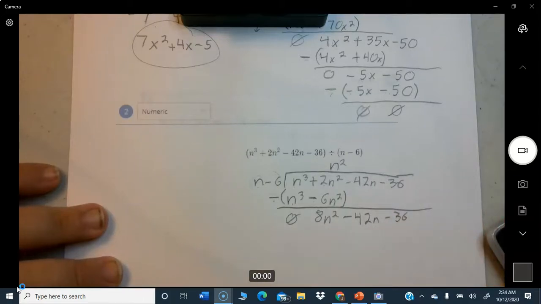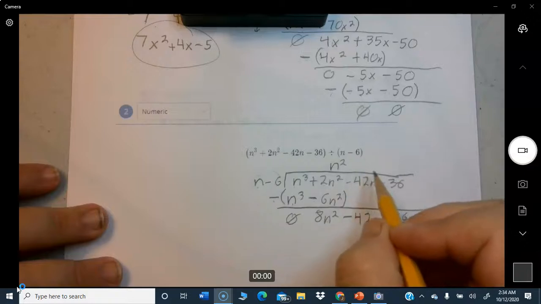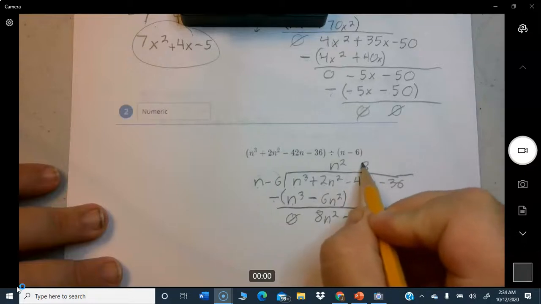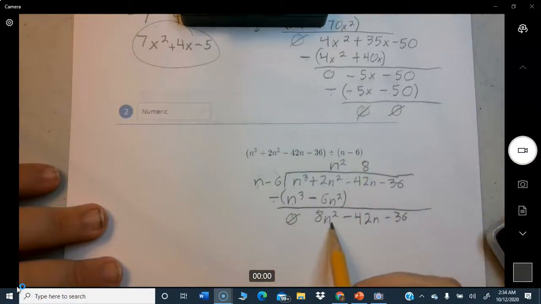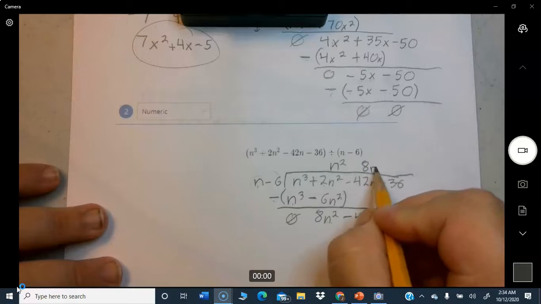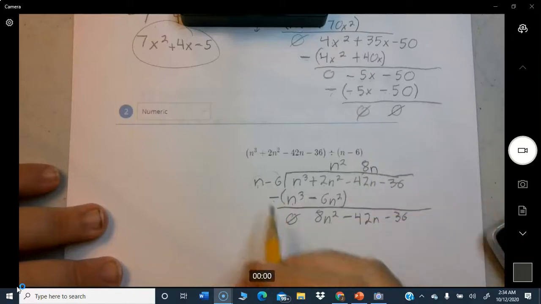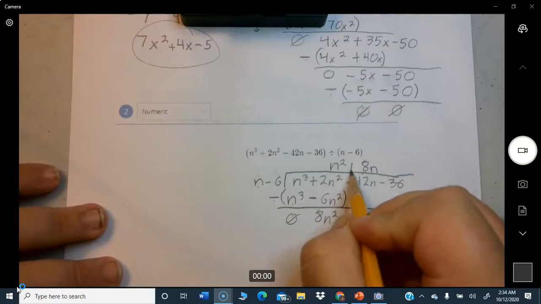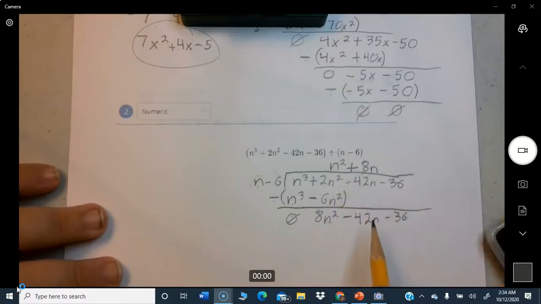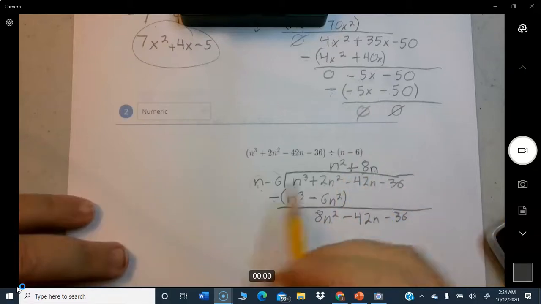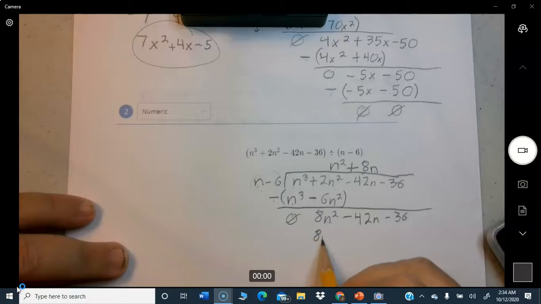Okay, now we're going to do it all over again. What do you multiply n by to get 8n squared? Well, you don't have an 8, so you have to have an 8 there. So it's going to be 8n. 8n times n will give you 8n squared. All right, and it's a positive, by the way, so we put a plus sign there. Okay, so now you have 8n times n is 8n squared.